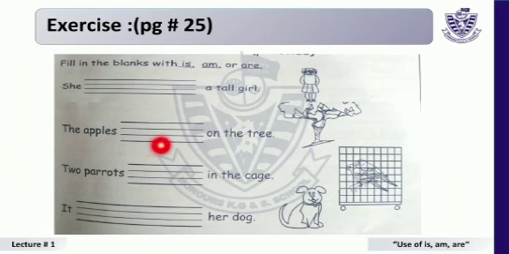The apples dash on the tree. We are talking about more than one apple, so we will write here are. The apples are on the tree. 2 parrots dash in the cage. Here we are talking about more than one parrot, so we will write here are. 2 parrots are in the cage. It dash her dog. Here we are talking about one dog, so we will write here is. It is her dog.